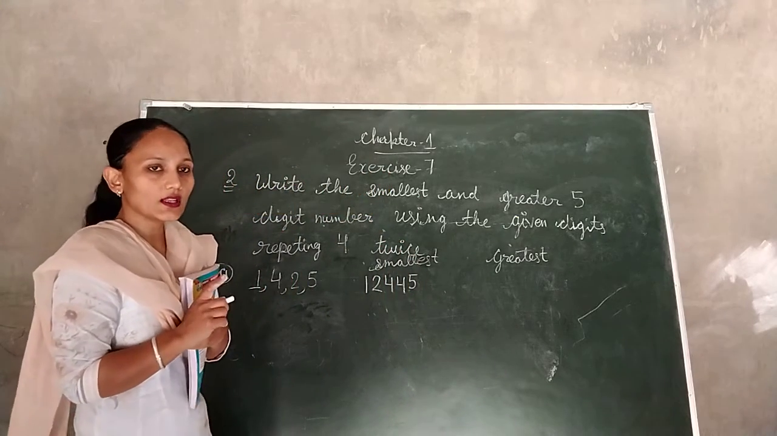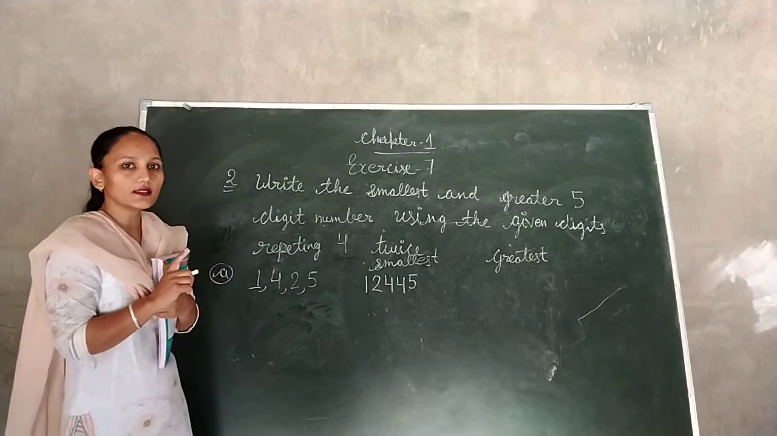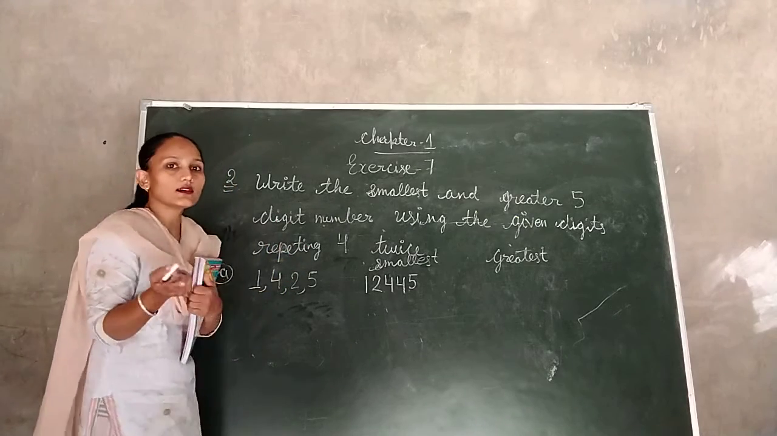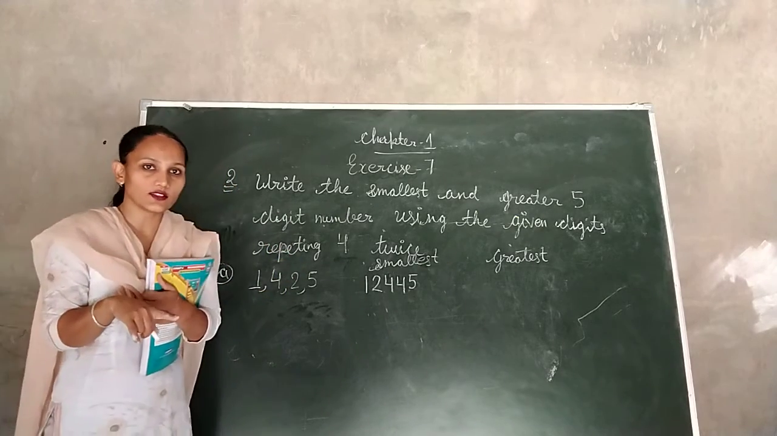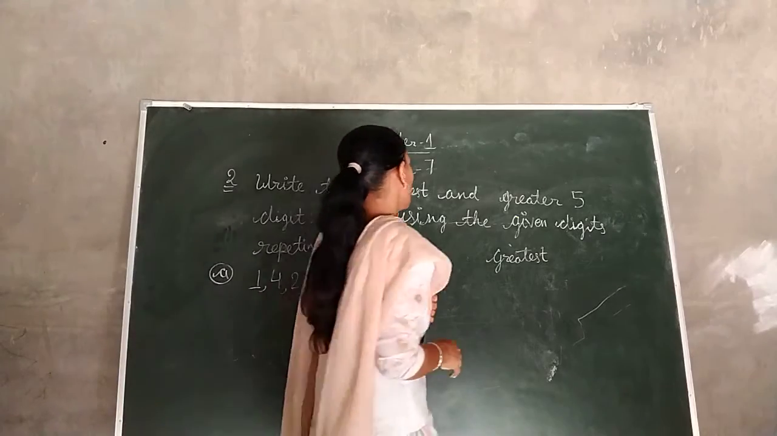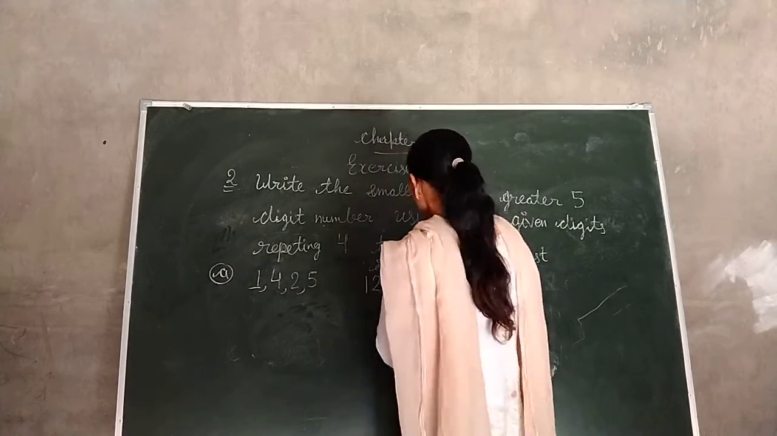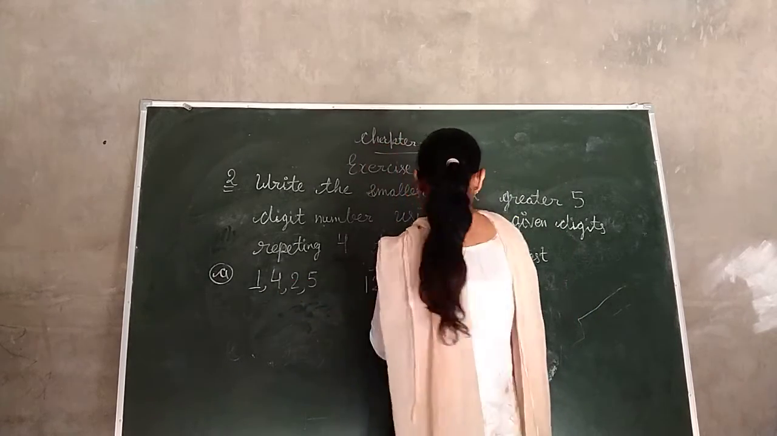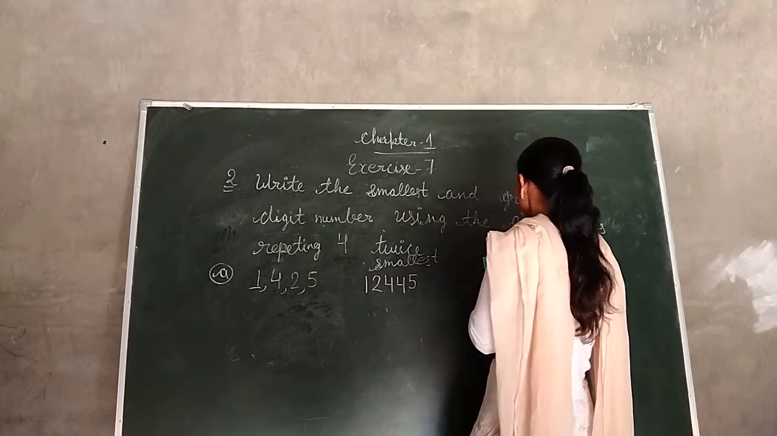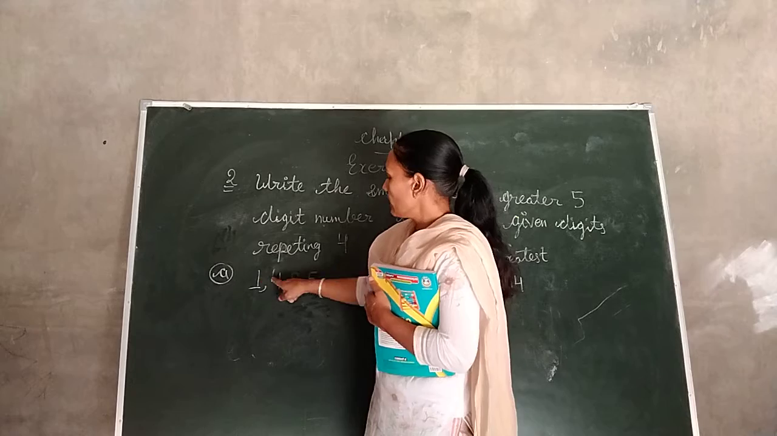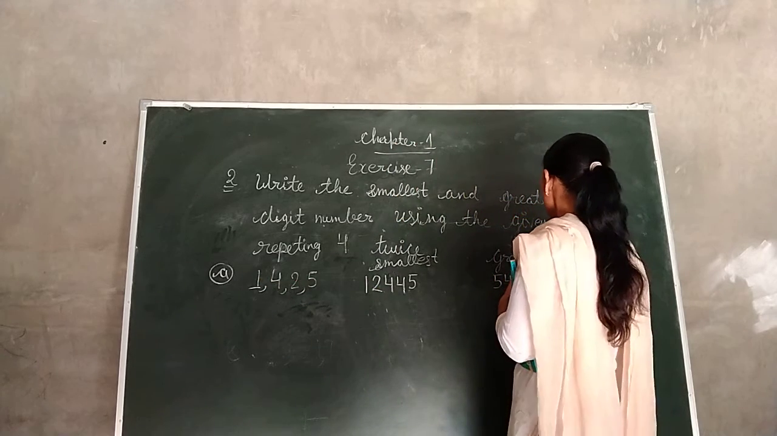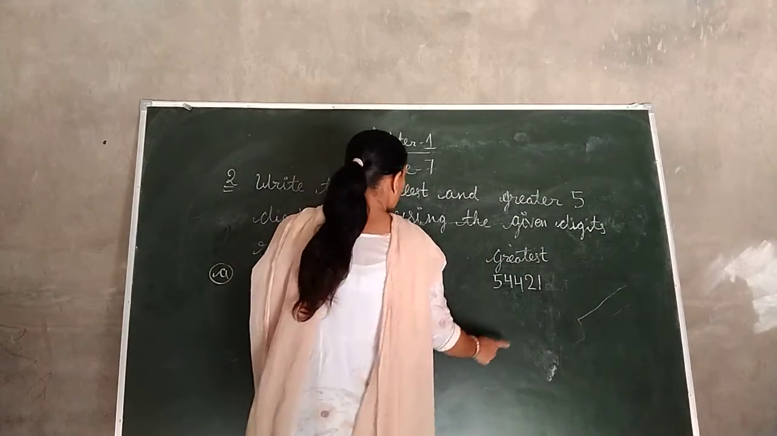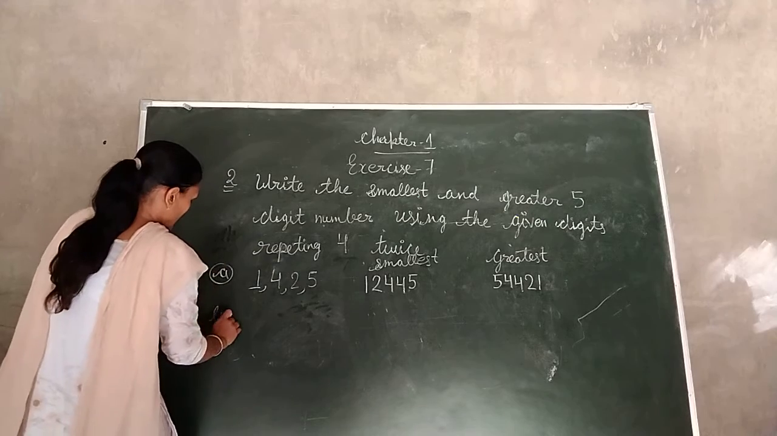Next, when we have to make the greatest number, then we have to arrange these digits in descending order. First of all we have to write the greatest digit, after that smaller than that digit, then smaller than that digit, and so on. So which is the greatest digit? 5. Next, which is the greatest among these three digits? 4. So we will write 4, but here we have given that we have to repeat 4. Next we have 1 and 2. Which is the greatest? 2. Next 1. So this is the smallest number and this is the greatest. Next B part.